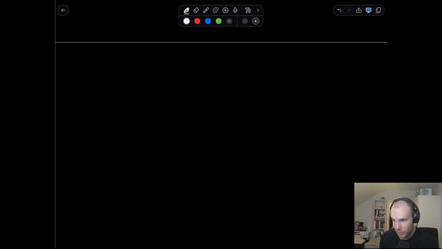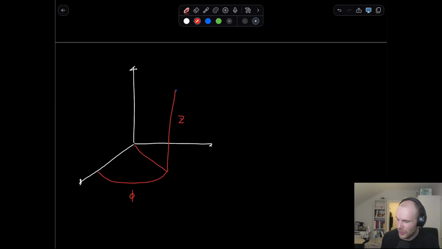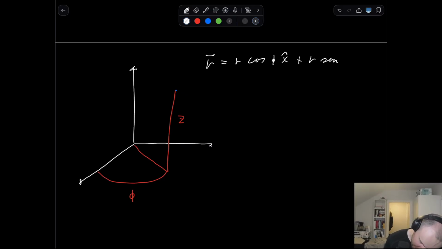Cylindrical coordinates, of course, are pretty simple. You have something like this, and if I want to measure some point here, that's the same as going there and then going there. To get there, I have phi, and I need r, and then I do z up there. Pretty neat. So the position vector r is equal to r cosine of phi in the x hat direction plus r sine of phi in the y hat direction, and of course plus z in the z hat direction. That's just it.